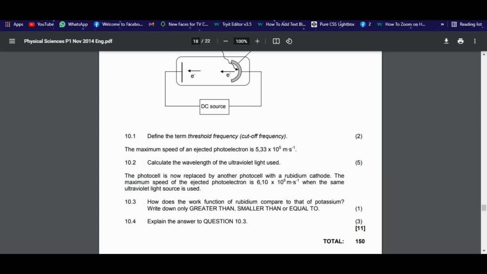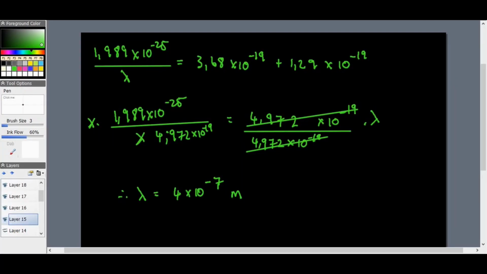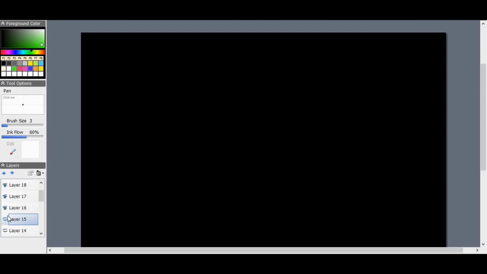Okay, let's explain why. Now this is for 3 marks. So I'm going to combine 10.3 and 10.4 in one question. Let's just use a separate page for that. So 10.3 and 10.4. Answer is smaller than. I think that was the option, or I think it was smaller or less than.